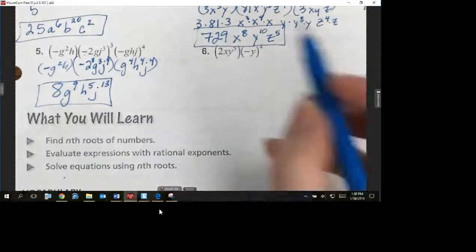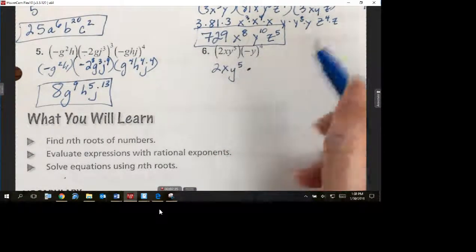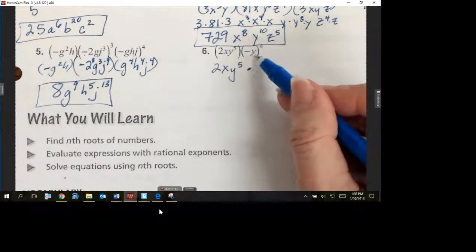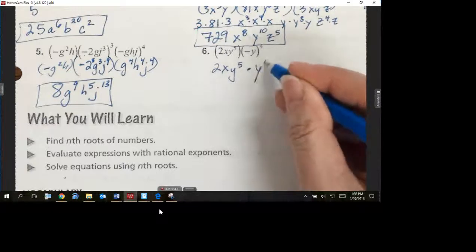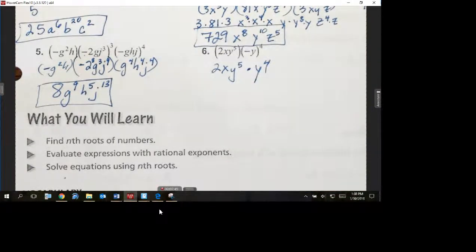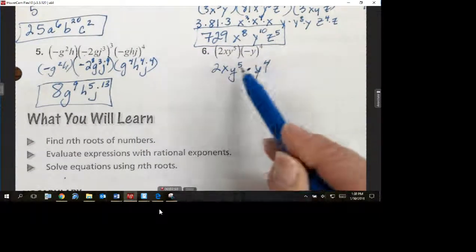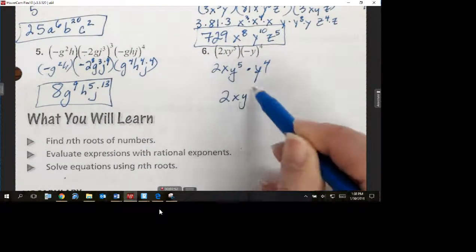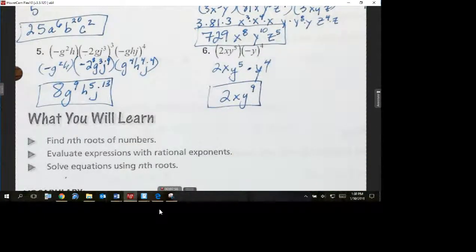All right, and then number 6, 2x, y to the 5th, we have to multiply that by the negative to the 4th power, which is positive, and then y to the 4th is 1. So the stuff that has the like bases, we can multiply by adding their exponents. 2xy to the 9. Good review.